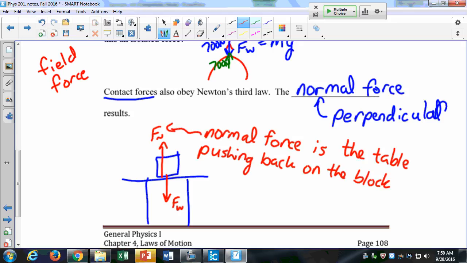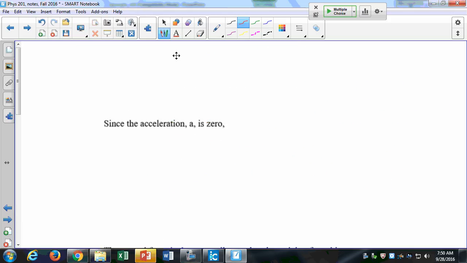It doesn't have to be vertical. Normal does not mean vertical. I can also have normal forces that are in all different directions. I think I have a slide on the next page.